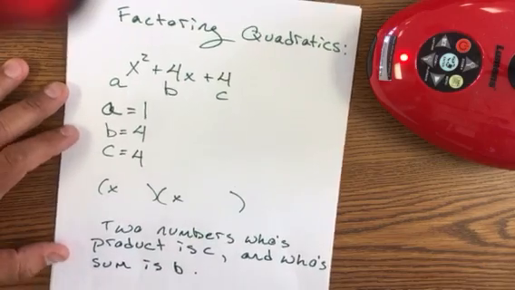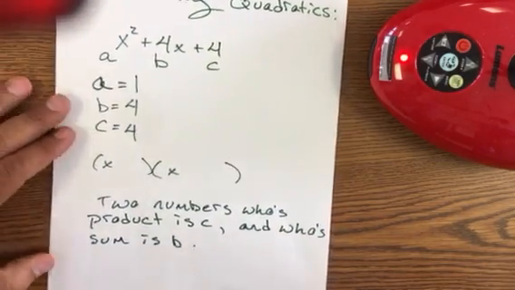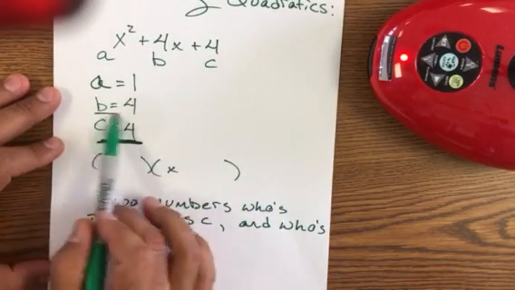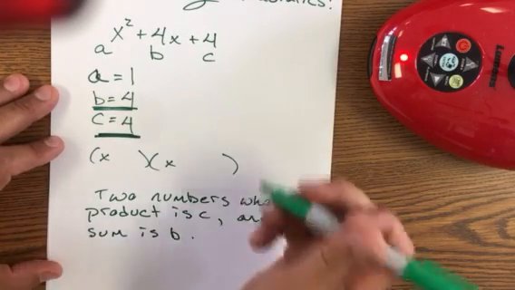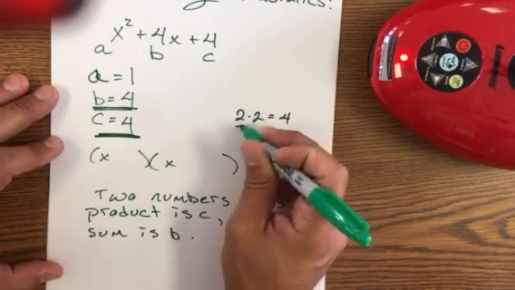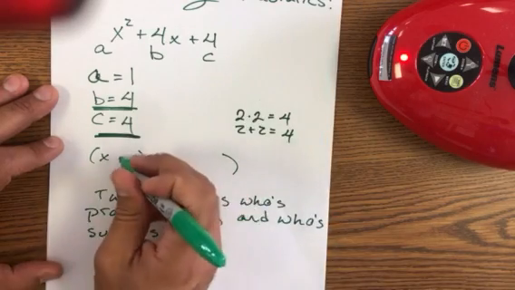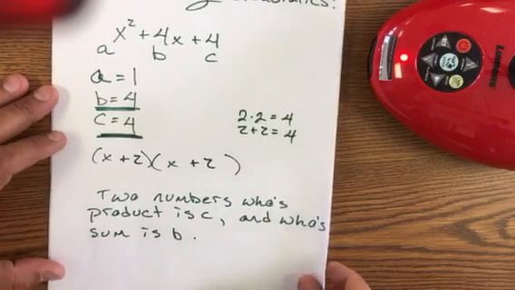So I'm looking for 2 numbers who have a product where they multiply together to the number at C and who have a sum of B. So I need 2 numbers that multiply to 4 and add to 4. So that's going to be 2 and 2. 2 times 2 equals 4, and 2 plus 2 equals 4. So 2 and 2, which means in here it's going to go plus 2 and plus 2. So that's one way that we can do it. I'll do a couple more examples like this.